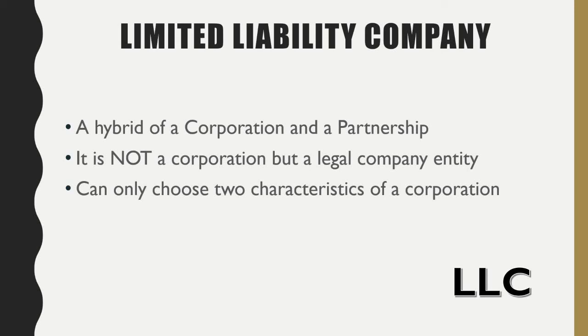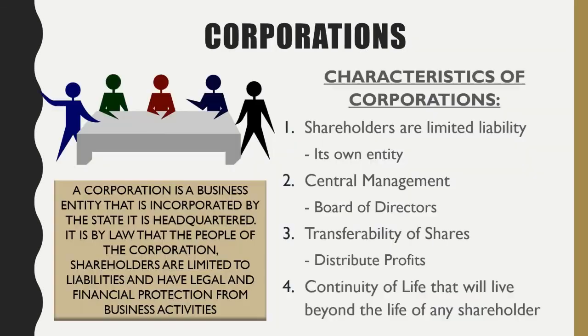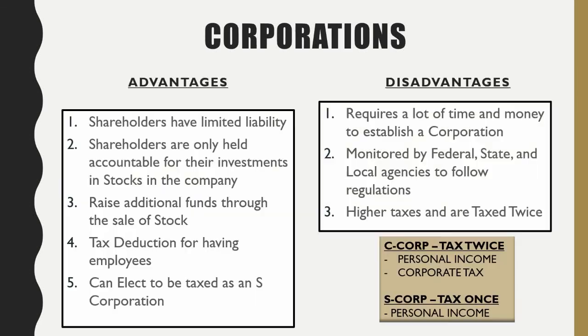For a limited liability company, they only have the option to choose 2 characteristics of a corporation. Looking at the 4 characteristics, they can decide if they have shareholders. They can decide if they want to have a central management, or if they want to have at least one person continue the company, they can do that.